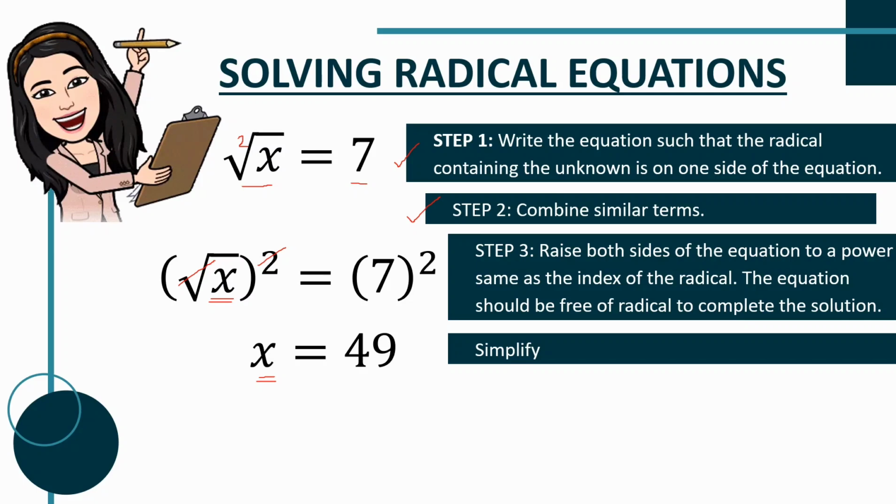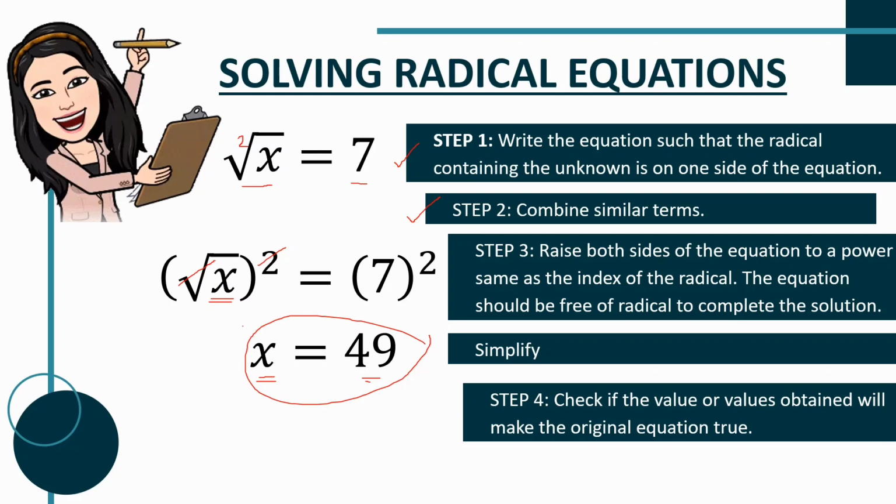Okay? So we have x is equal to, what is 7 squared? Or 7 raised to the power of 2. Okay, we have 49. So therefore, this is our answer. We have x is equal to 49. So, nakuha na natin ang value ni x. So, that is simply how we solve radical equations.